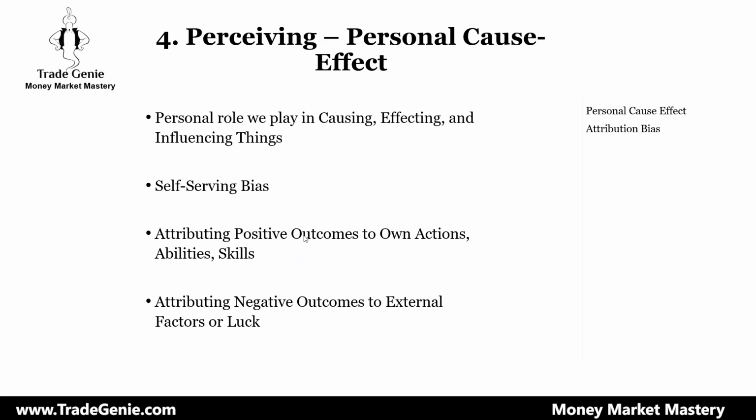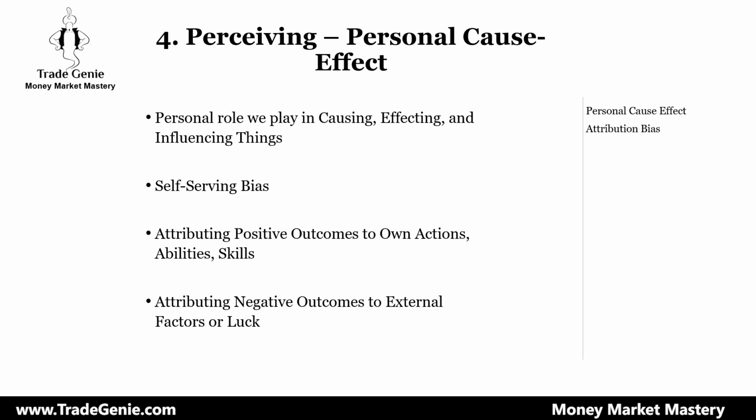Now there is something called personal cause and effect. Personal cause and effect is the personal role we play in causing, affecting, and influencing things. So we personally play a role in affecting and causing things in our life and also in trading. So we bring self-serving biases. I'll explain to you: attributing positive outcomes to our own actions, abilities, and skills. So that's personal cause and effect.